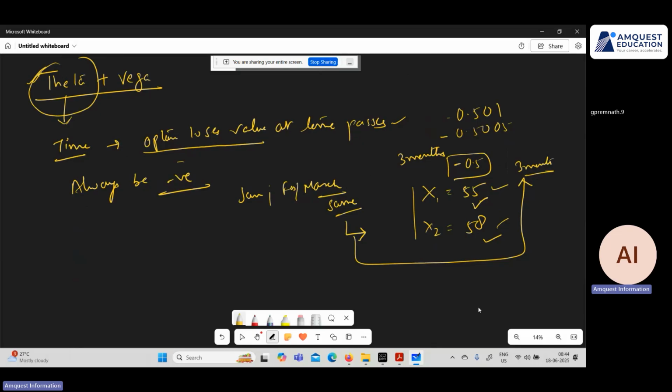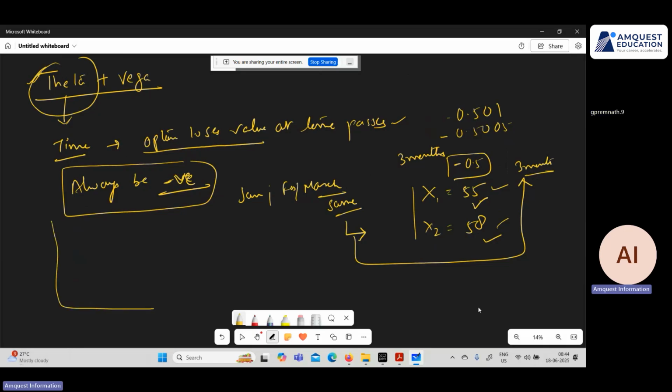And the most important thing is that it will always be negative. The theta value will always be negative. Again, something that could be tested in the exam, and you should know. If there is an option where theta is positive, straight away strike it off, because that cannot be an option ever. No matter what the strike price is, no matter what the option is.